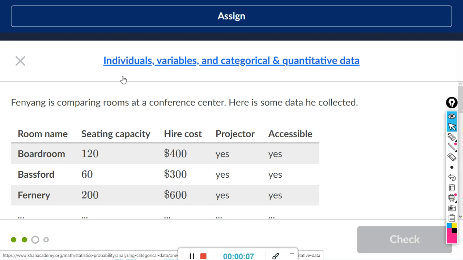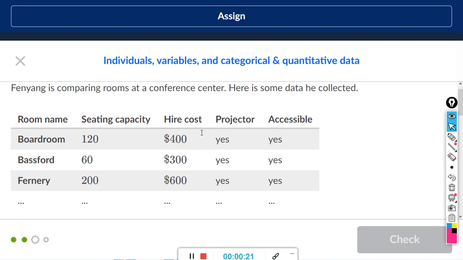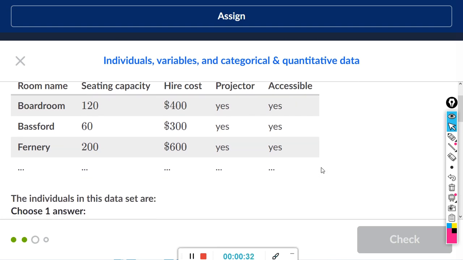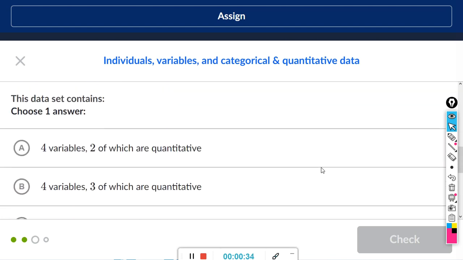This will be for the con assignment, individuals, variables, and categorical and quantitative data. Okay. Fen Yang is comparing rooms at a conference center. Here is some data he collected. So we have the room names, the seating capacity, the hiring cost, if it has a projector, and if it is accessible. All right, so all of these have two questions, I think.